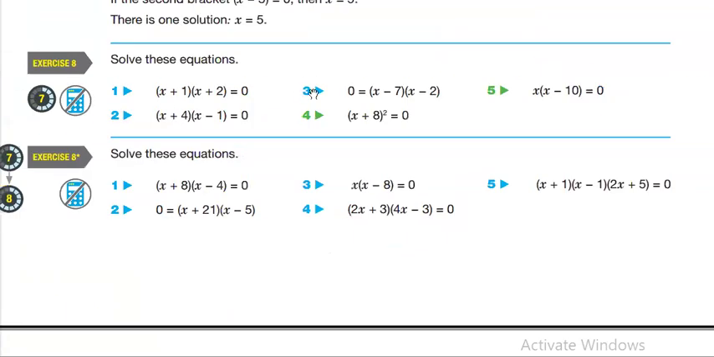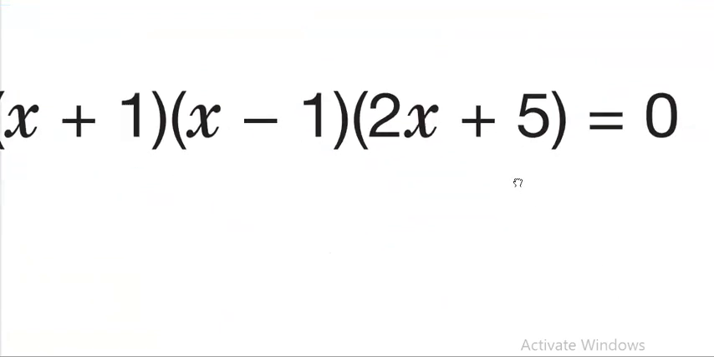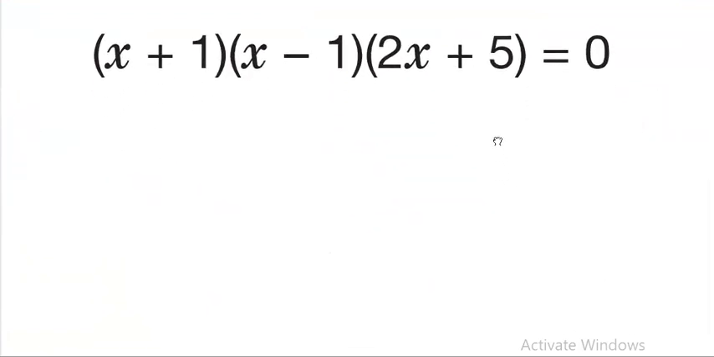The question will come like this. They will give you two brackets or maybe three brackets like this, and they will tell you to solve. So let's take a look at this one here, the triple bracket. Same idea. We have three parts, it means we have three answers.